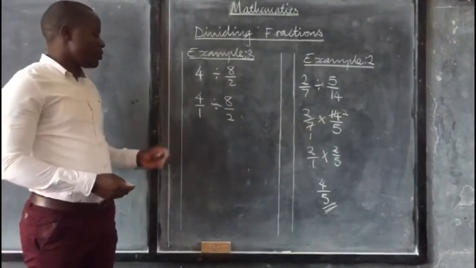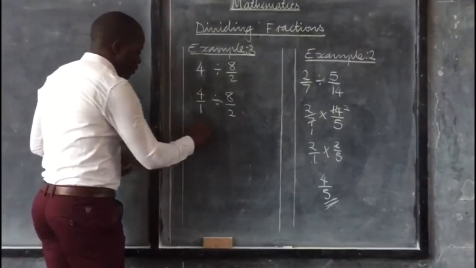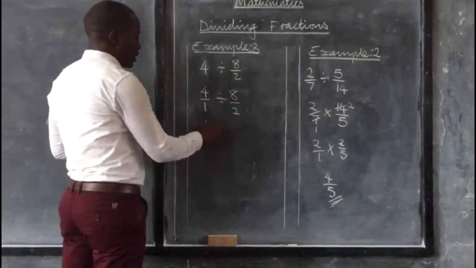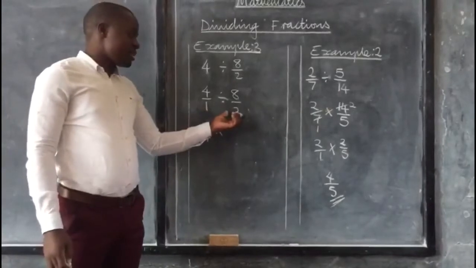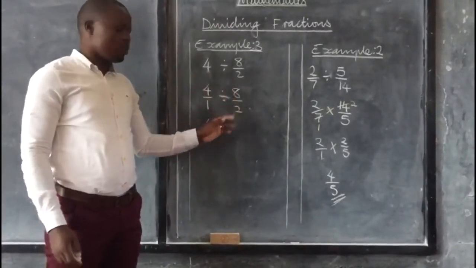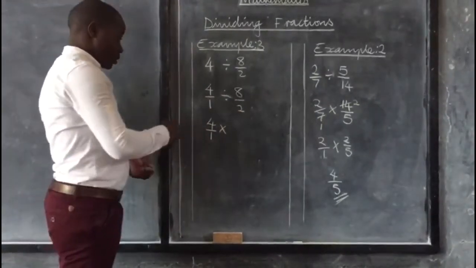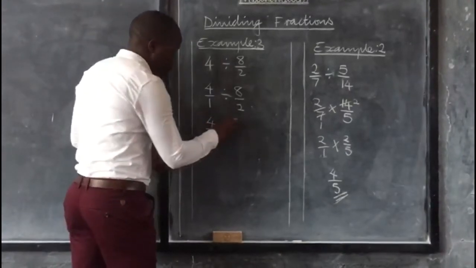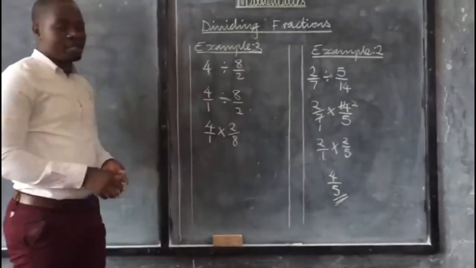Now we proceed from this stage where you have now 4 over 1. This division sign changes into a multiplication sign. The moment it changes, it is asking you to find the reciprocal of 8 over 2. The reciprocal of 8 over 2, or the multiplicative inverse, is simply 2 over 8. 2 goes up and then 8 comes down.